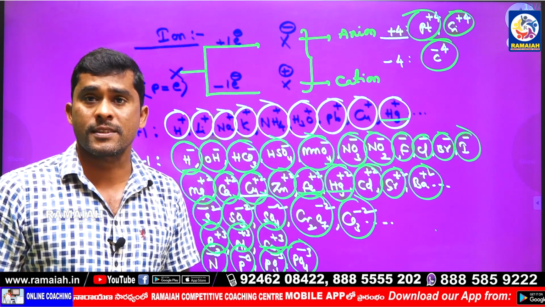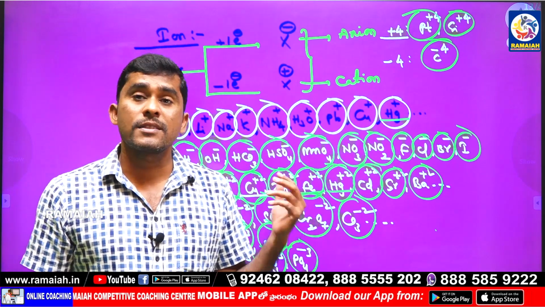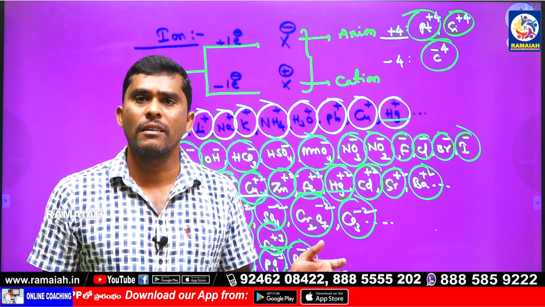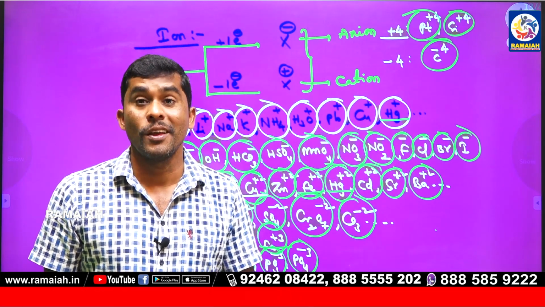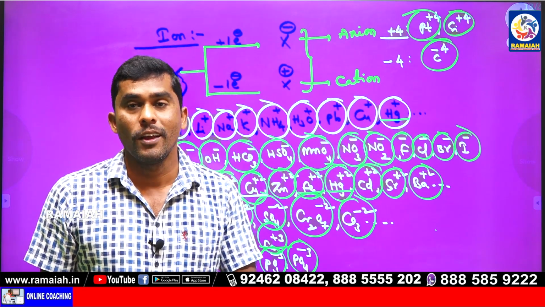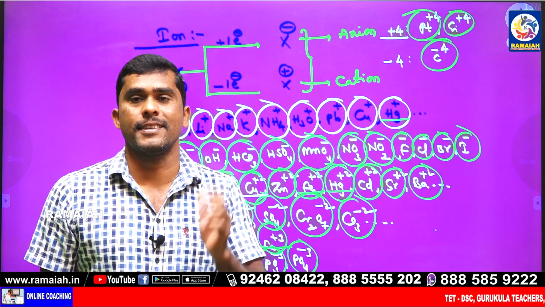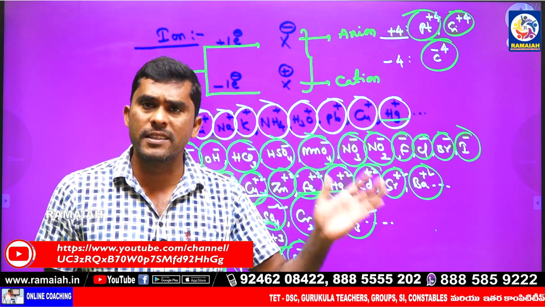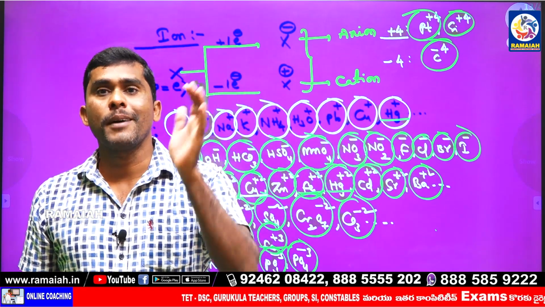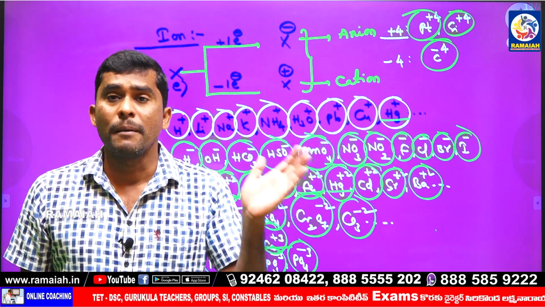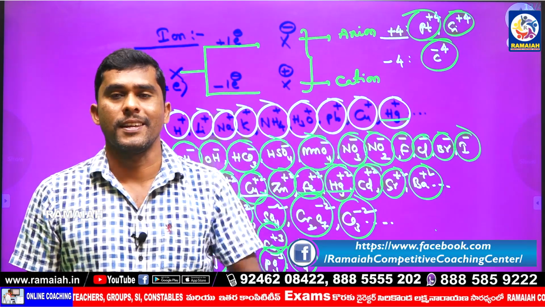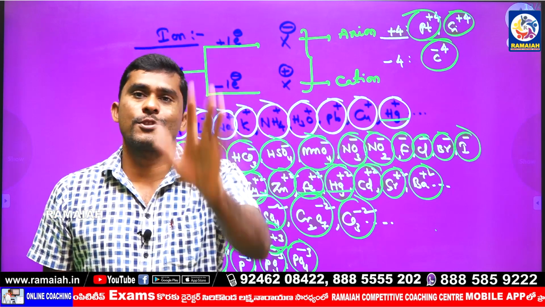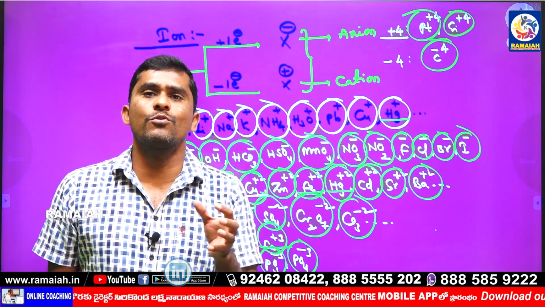Here we observe two things. One is some ions have two oxidation states, like copper, Cu plus and Cu plus 2, mercury, Hg plus and Hg plus 2, and iron, Fe plus 2 and Fe plus 3. Next one, nitrogen has N minus 3, NO2 minus, NO3 minus. Phosphorus, P minus 3, PO3 minus 3, PO4 minus 3. Sulfur, S minus 2, SO3 minus 2, SO4 minus 2. Okay, these are the two things we observe here.